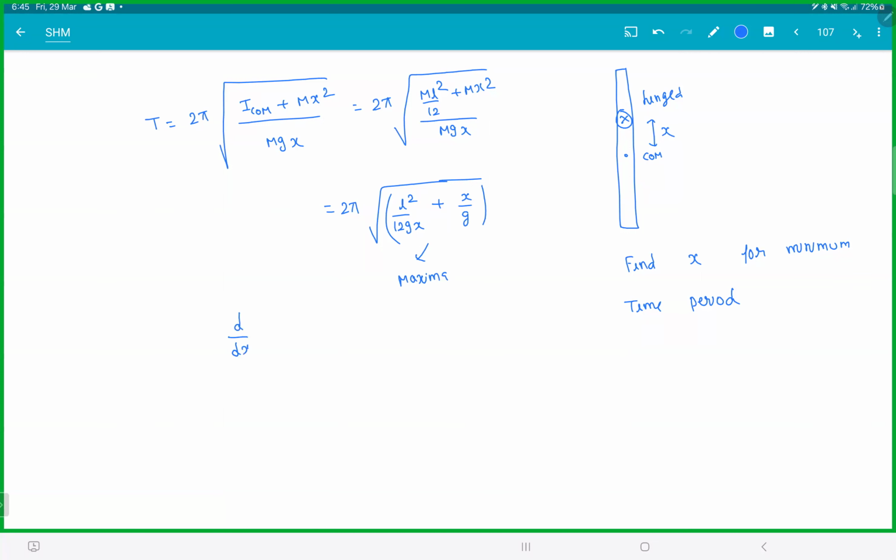So I need to minimize this function here. d/dx of L²/(12gx) plus x/g is L²/12g times minus 1 by x² plus 1 by g, equal to 0. We get x is equal to plus or minus L by root 12. Actually, both will give minimum. You can have L by root 12 on either side.